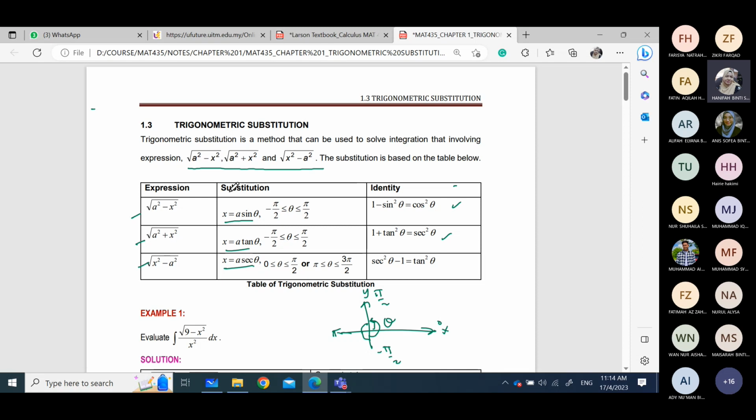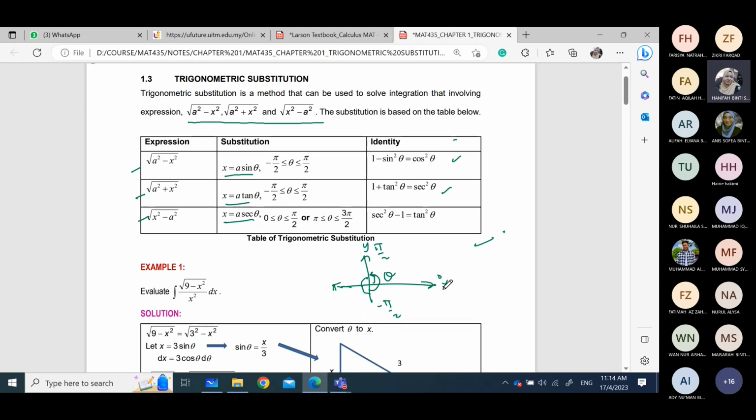Okay. Alright, so untuk trigonometric substitution, kita ikut jadual ni lah. So you kena tengok lah expression ni yang mana. Kalau yang first one, it is about sine theta. So A is a constant. If we have square root A squared plus X squared, we substitute A tangent theta into X. And if we have square root x squared minus a squared, we substitute a secant theta equal to x. Okay, so maknanya kat sini lah kita gunakan trigonometric substitution. Okay, ada soalan setakat ni?